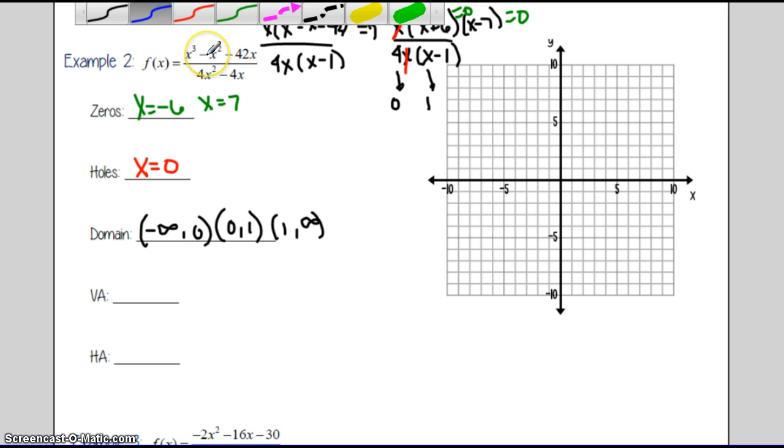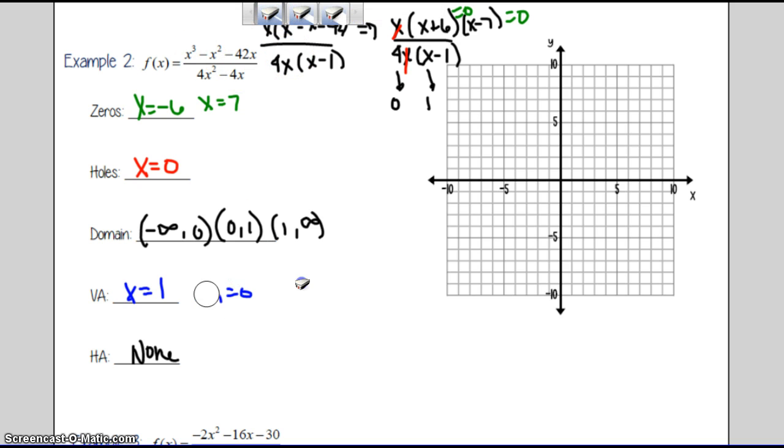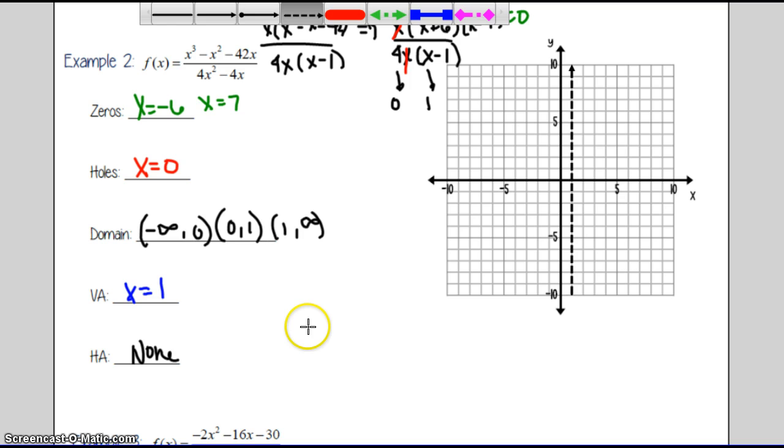Vertical asymptote, we are going to look at the bottom after we canceled, and the only thing that's left is the x minus 1 that could be set equal to 0. And when we solve that, we get x equals 1, +1. Looking at our degrees, the numerator is bigger. And when the numerator's degree is bigger, then the horizontal asymptote is none. Numerator bigger, none. Right, so we only have one asymptote to graph, one dotted line that's vertical through 1. And that would look like that.